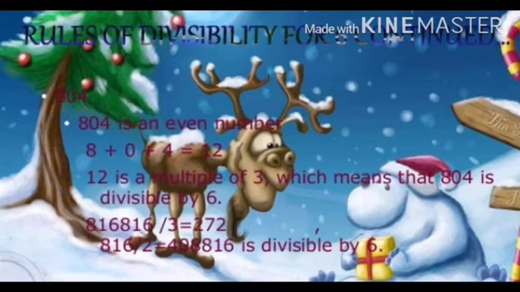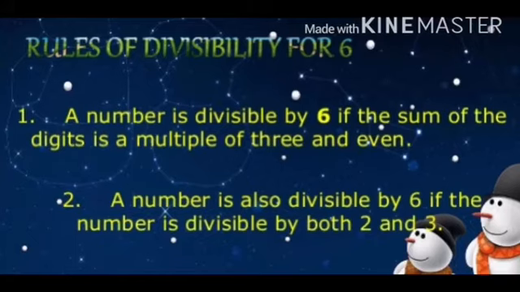So if the number is divisible by 2 and 3, then it is also divisible by 6. In other words, a number is divisible by 6 if the sum of the digits is a multiple of 3 and the number is even. A number is also divisible by 6 if the number is divisible by both 2 and 3.